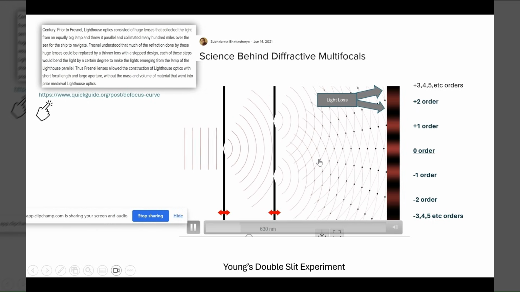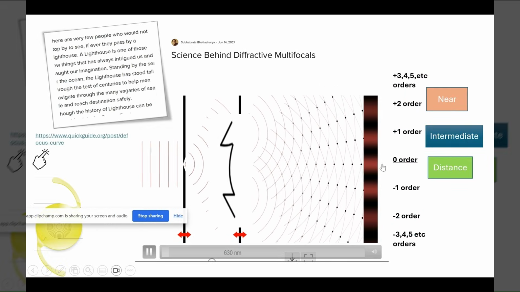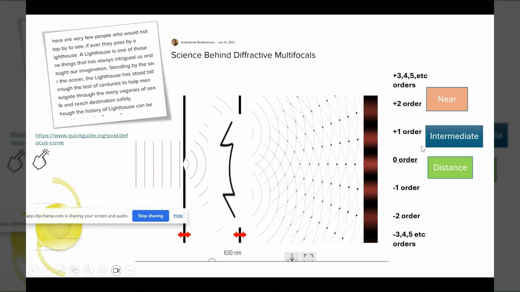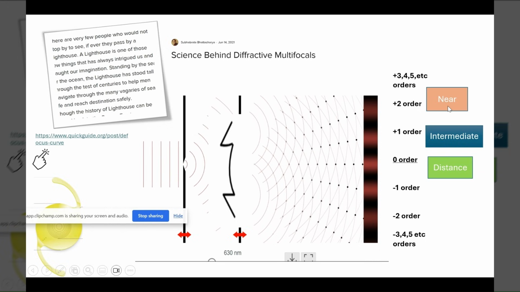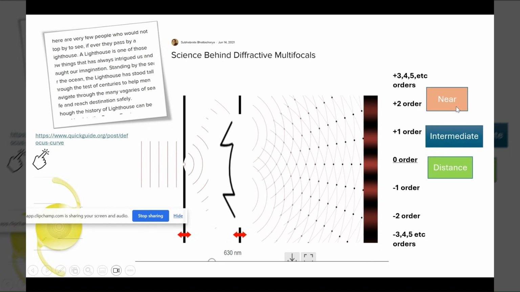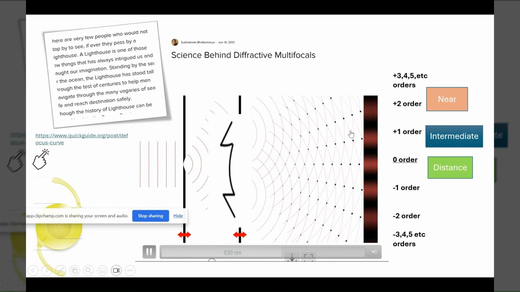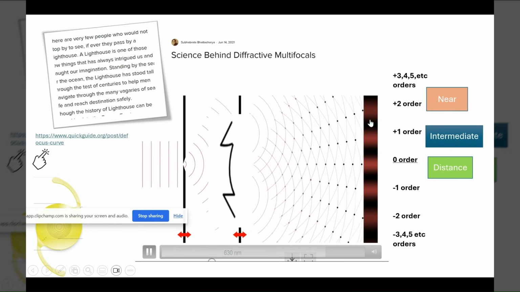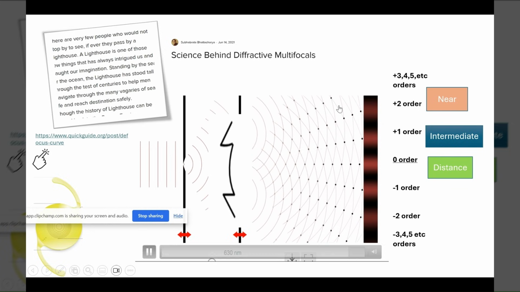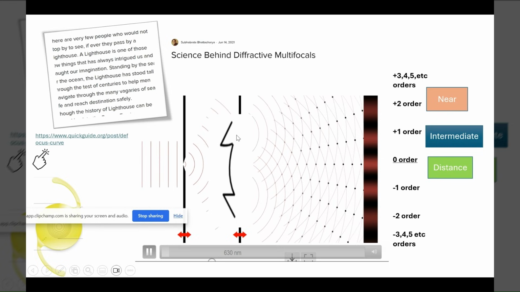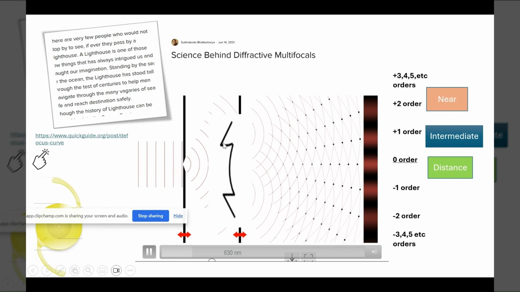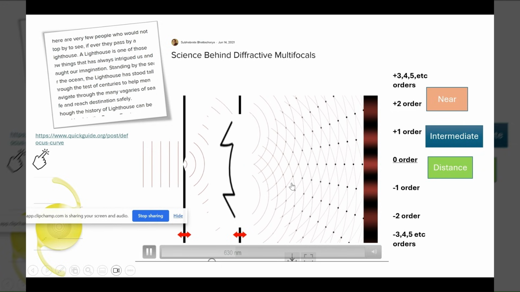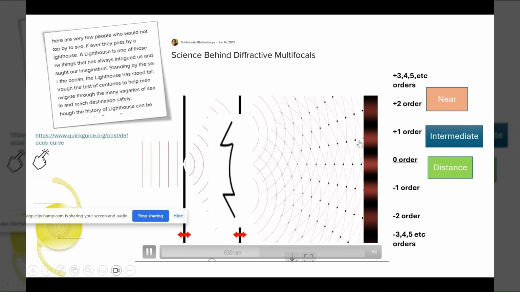Basically, we call these orders, because the zero order for most lenses is the distance focal point, the plus one order is the intermediate focal point, and the plus two order is the near focal point. Wherever there is destructive interference, there is a light loss, and you will have these dark regions over here. Light loss is also because light goes to the third, fourth, and fifth orders. So when light strikes these steps, it spreads, and it goes to the zero order, plus one order, plus two order.